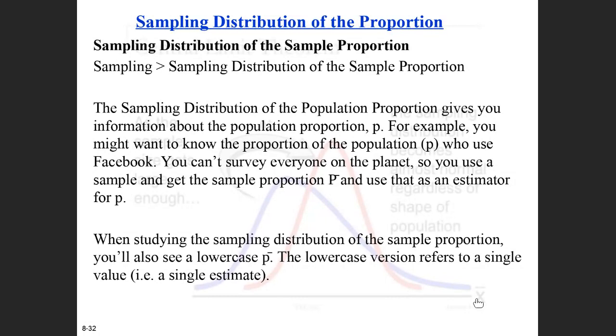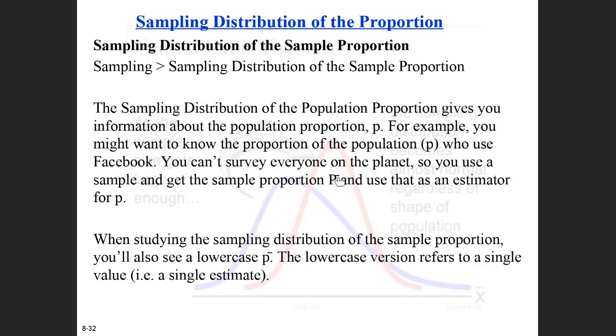So the next part is the sampling distribution of the sample proportion. The same as a proportion that you've learned before. And remember, a proportion is just a fraction, or a percentage. So the sampling distribution of the population proportion, P, gives you information about the population proportion. For example, you might want to know the proportion of the population who use Facebook. Obviously, you cannot survey everyone on the planet, so you use a sample and get the sample proportion.